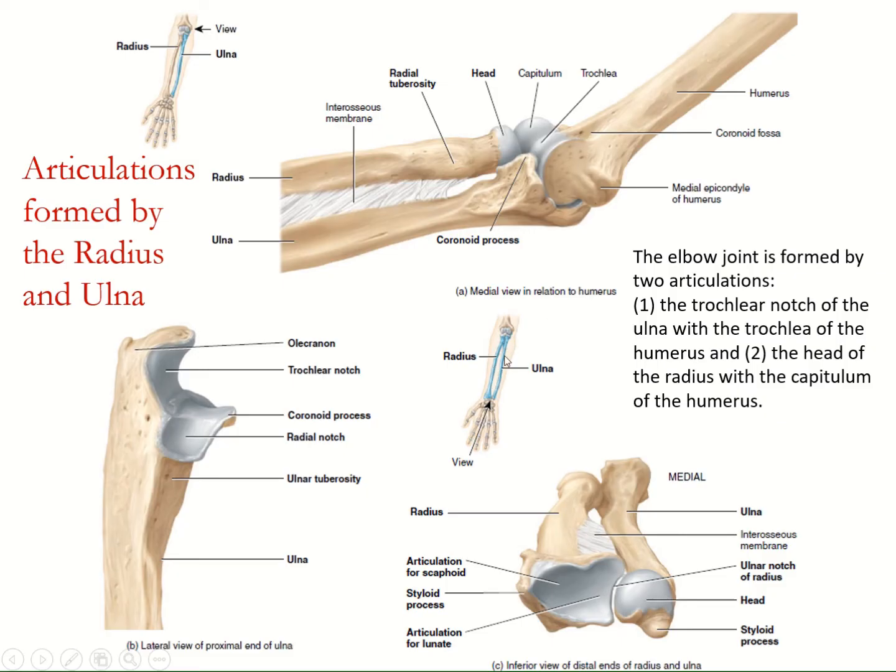Radius, ulna. This is a lateral view of the proximal end of your ulna. It has a trochlear notch. This portion over here will articulate with the trochlea of your humerus. This is the inferior view of the distal end of the radius and ulna. These portions over here will articulate with your carpals.